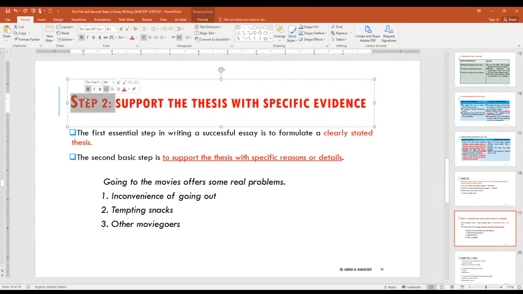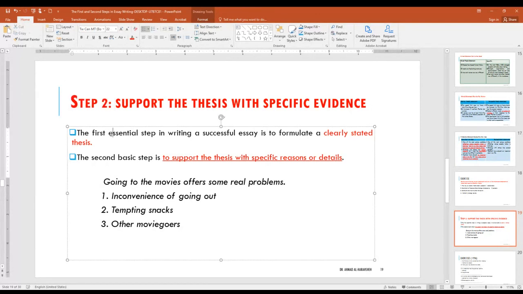Now, the first step, last time, if you remember, we said that you should write a successful and clearly stated thesis statement. The second step, which follows selecting or writing the thesis statement, is to support the thesis statement with specific reasons or details. Okay, you have a thesis statement now. You have to think of details in order to support your thesis.